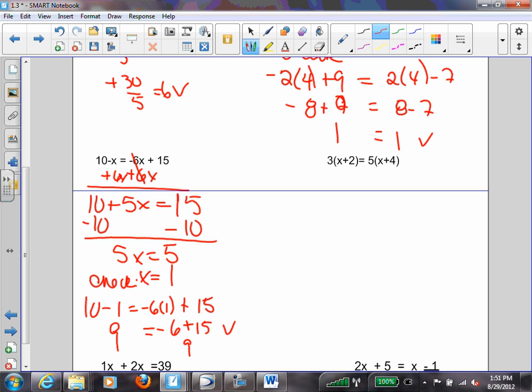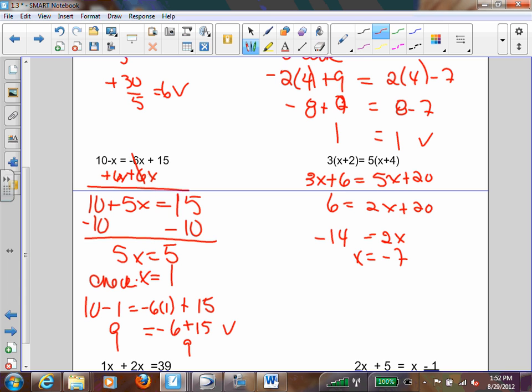Yes? All right, what do I do on this one? You got to distribute. So when I distribute, I get? Yeah. And then we continue on, correct? Okay, so I'll get 6 is equal to 2x plus 20. So 2x is equal to? So x is equal to? Yeah. And then we would need to check.